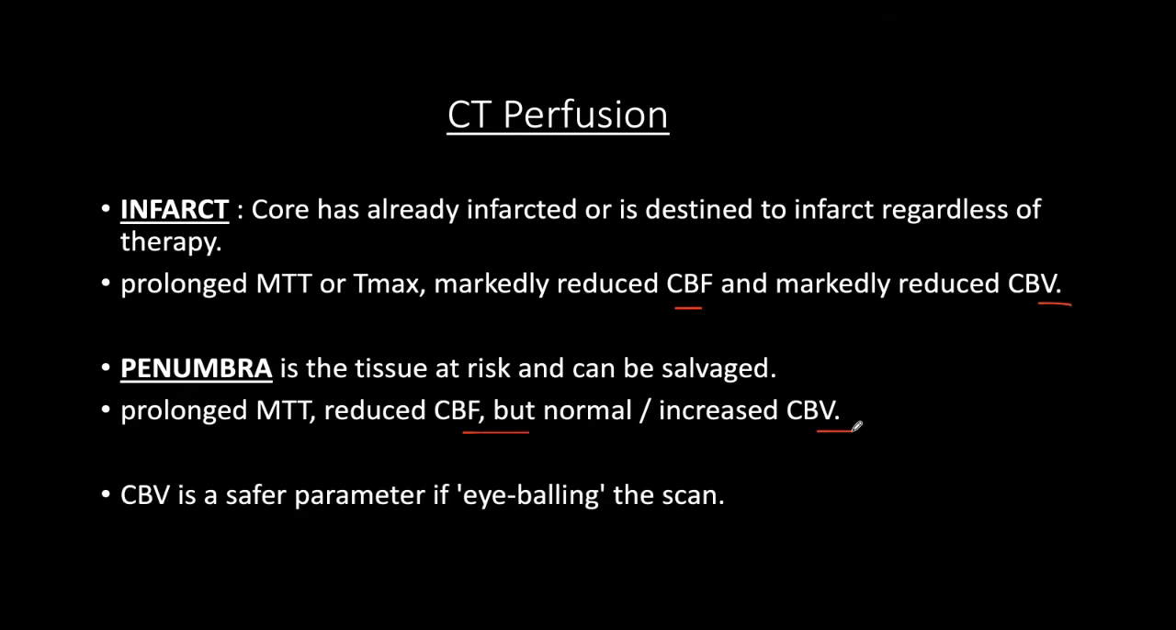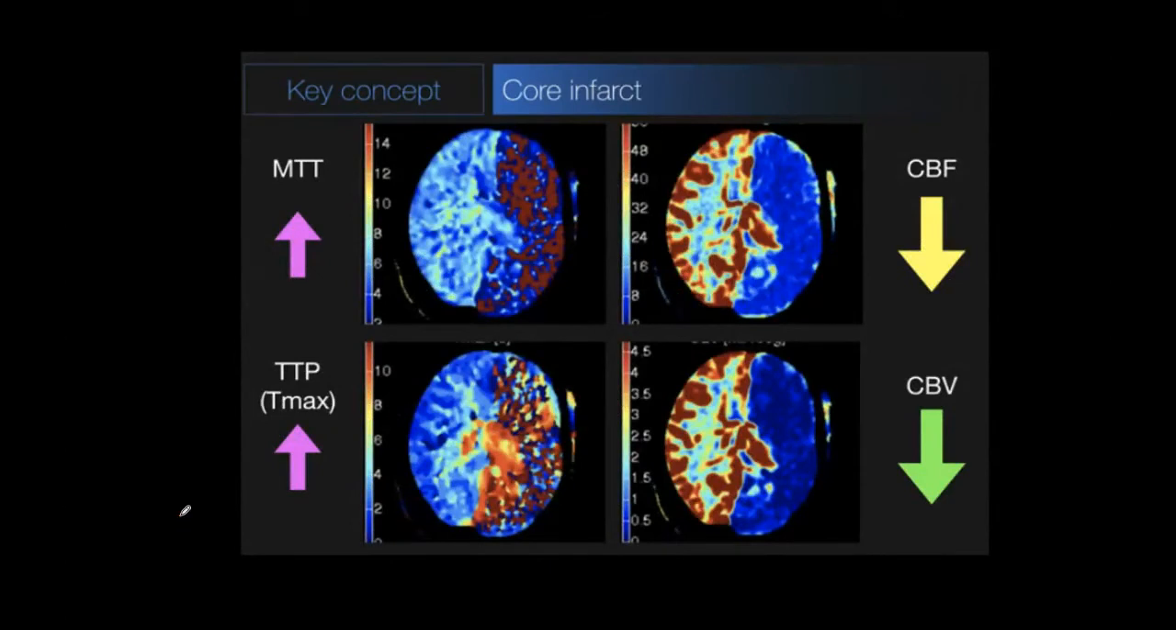So basically, if you quickly look at the volume, it's a safer parameter when you eyeball the scan to say if it is infarcted already or if it is in the region of the penumbra. The basic concept goes this way. Mean transit time is increased. And if the time to peak is increased, then check these two.